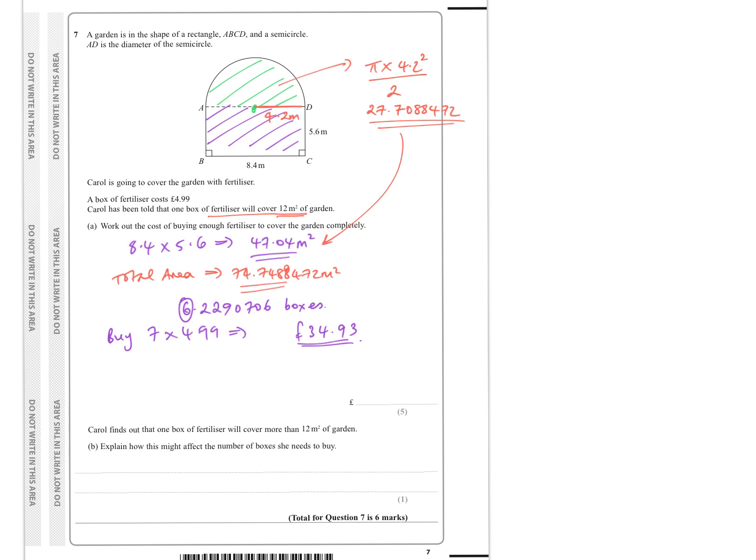Now, Carol finds out that one box of fertiliser will cover more than 12 metre squares of garden. Explain how this might affect the number of boxes she needs to buy.